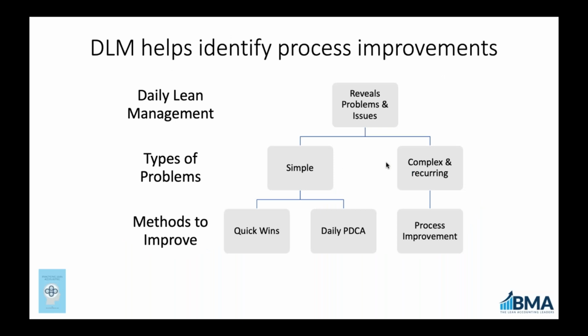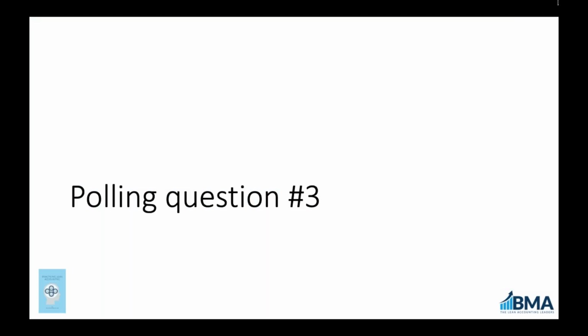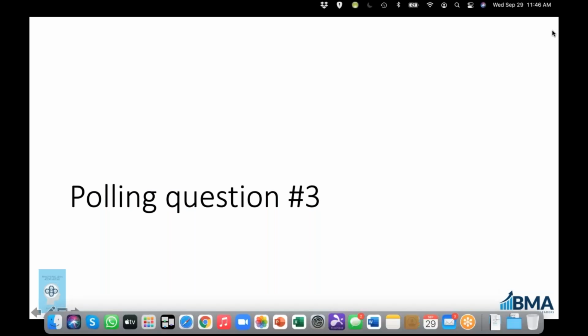The other important piece of daily lean management is that it reveals the problems and issues. It reveals opportunities for improvement. Simple problems and issues, you can improve through your daily work. Quick wins of what we call daily PDCA. The more complex problems and issues, you could address through process improvement, which we're going to be talking about in a second. But first, I have to do the third polling question.